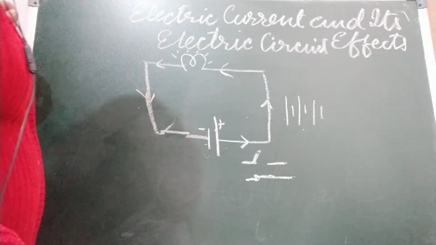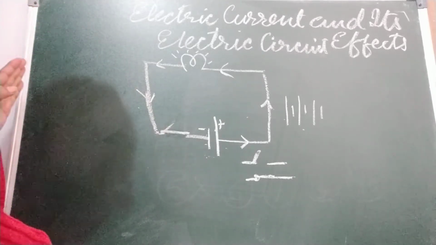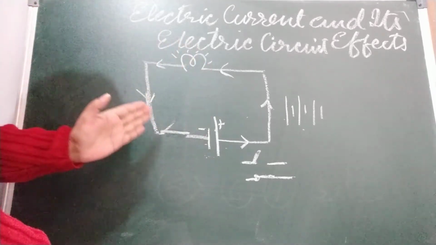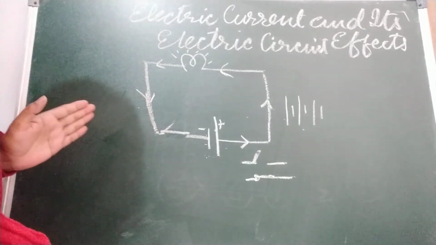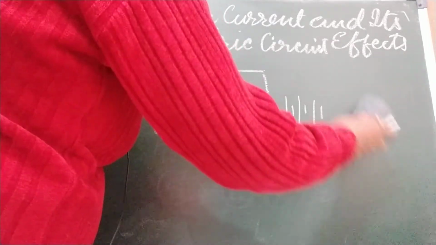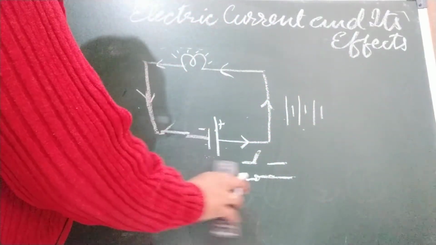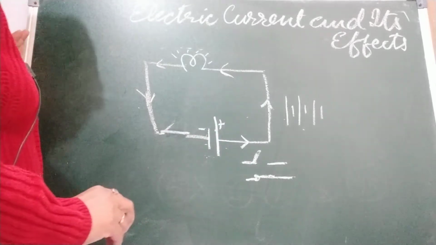Now children, this is called a circuit diagram. With the help of these elements I have drawn the diagram. This is called circuit diagram. Now I am going to tell you about the potential difference. Here only I am going to tell you what is potential difference.